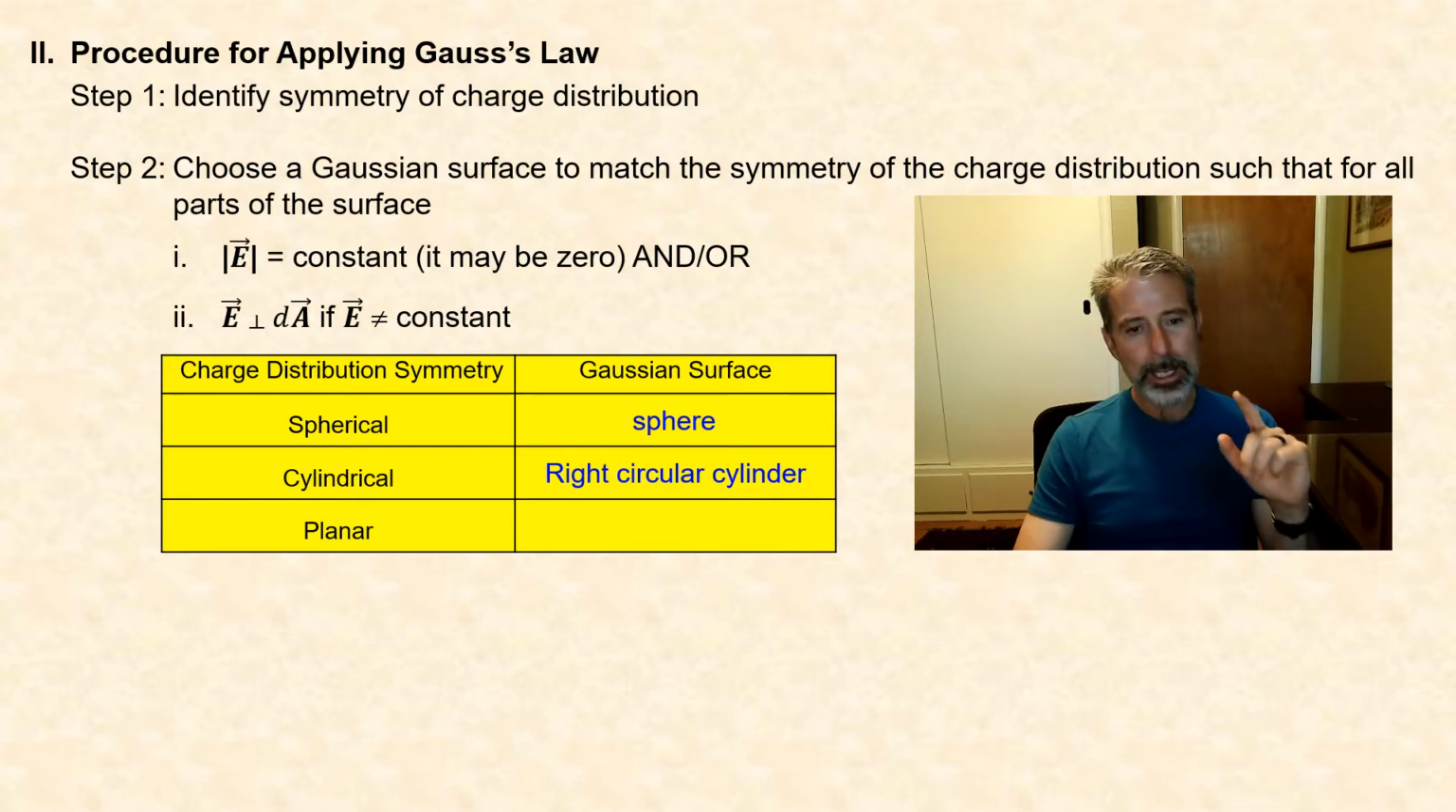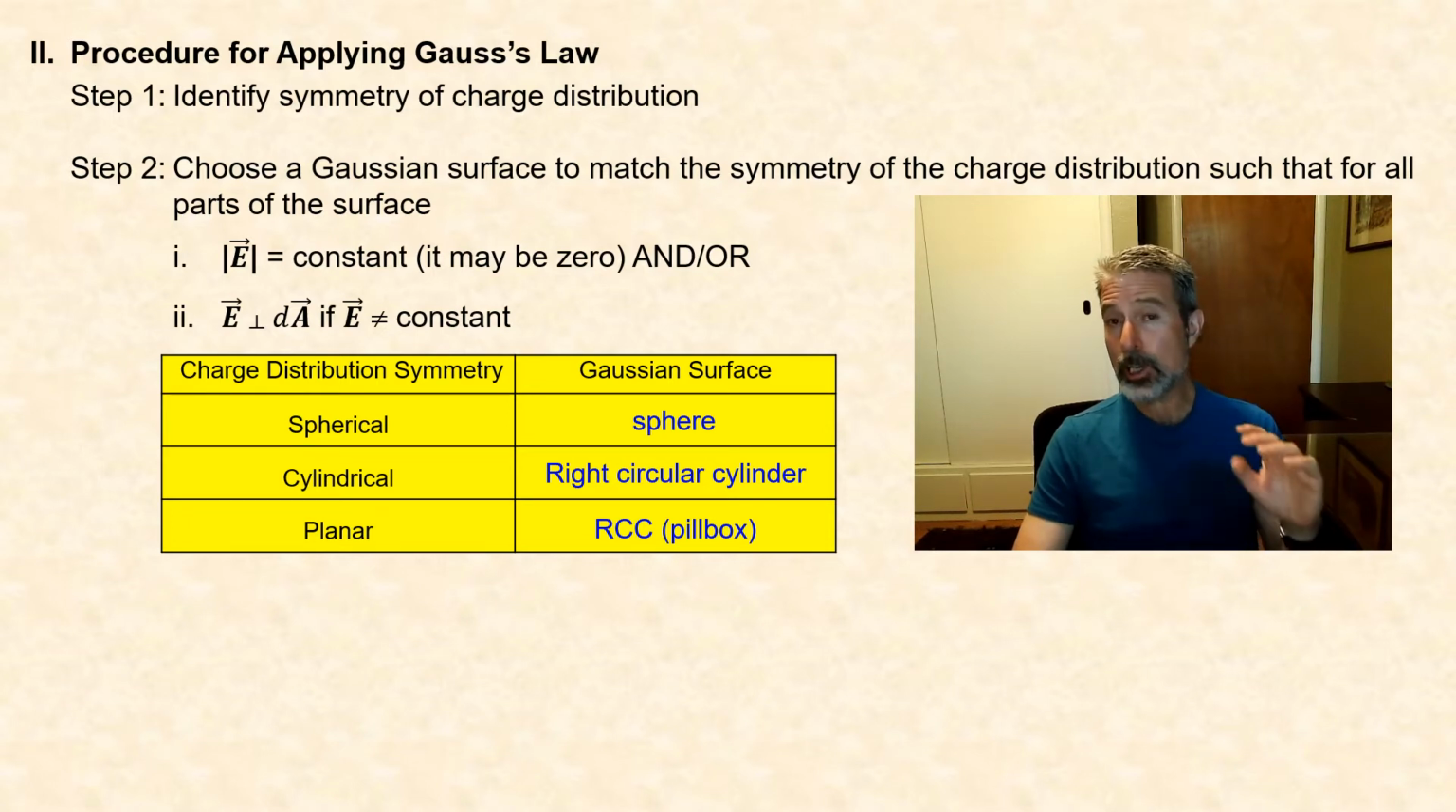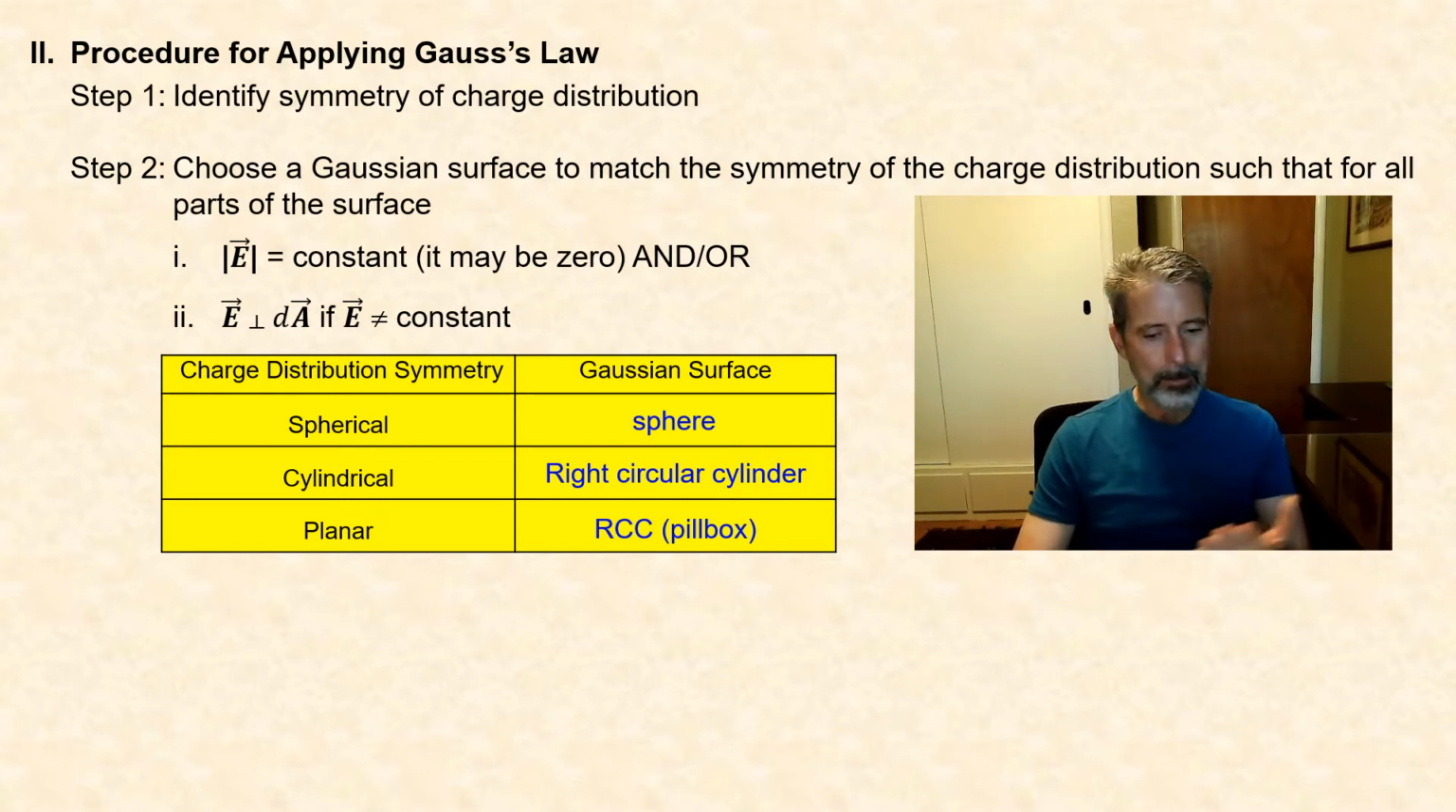The planar charge distribution may not seem so obvious now, it will when we solve the problems, but you'll write it down anyways. For a planar symmetry, your Gaussian surface is going to be what we call a Gaussian pillbox. It is a right circular cylinder, I mean it could actually have some other shapes, but it will have a special orientation, as we'll see. So, this is pretty formulaic.